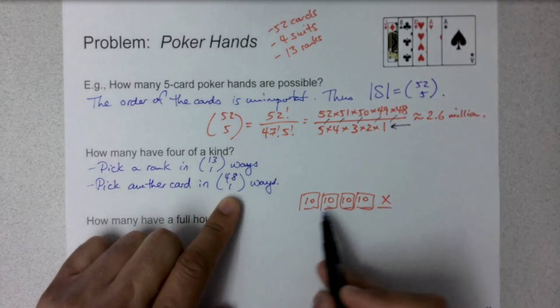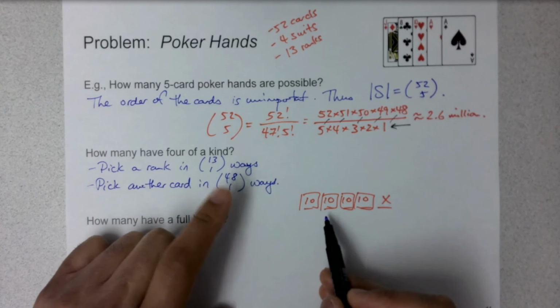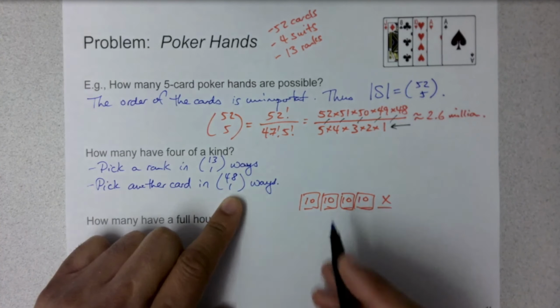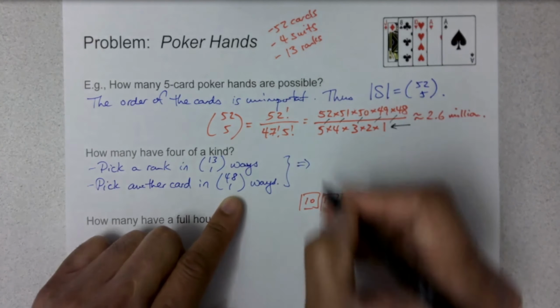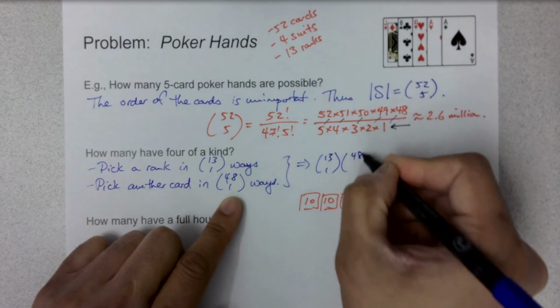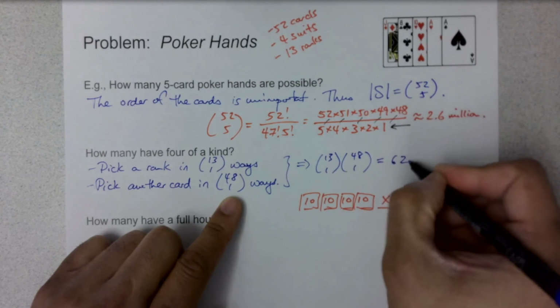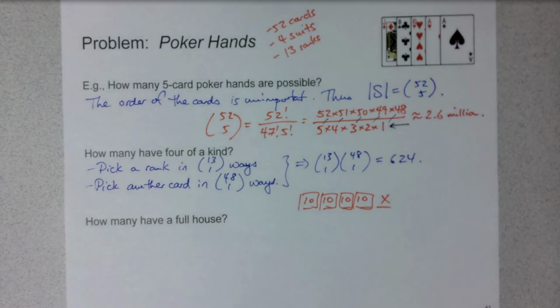Because we've eliminated these 4 from the deck, you can't duplicate them. So there are 4 cards less. So we combine these things using products of 13 times 48, and we can run that through your calculator. It's 624. This is a very small number. I mean, it looks like a large number, but it's a very small number compared to 2.61.